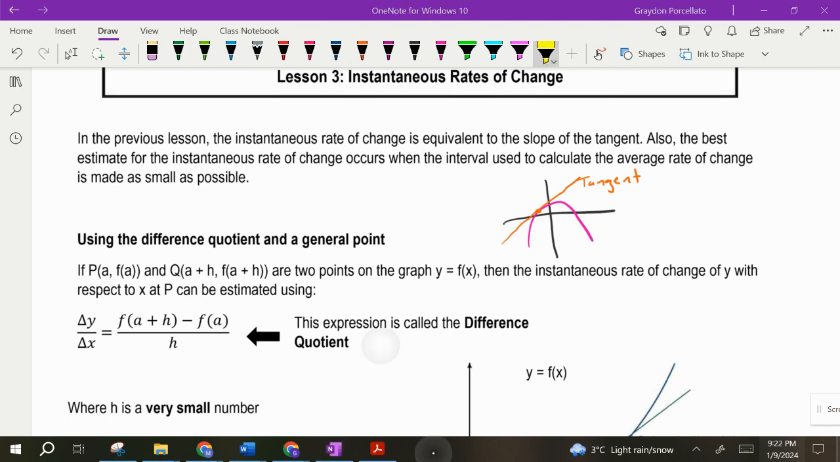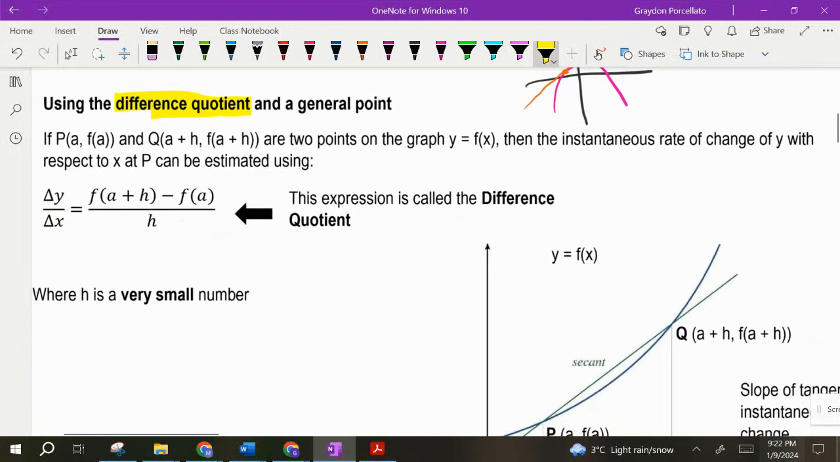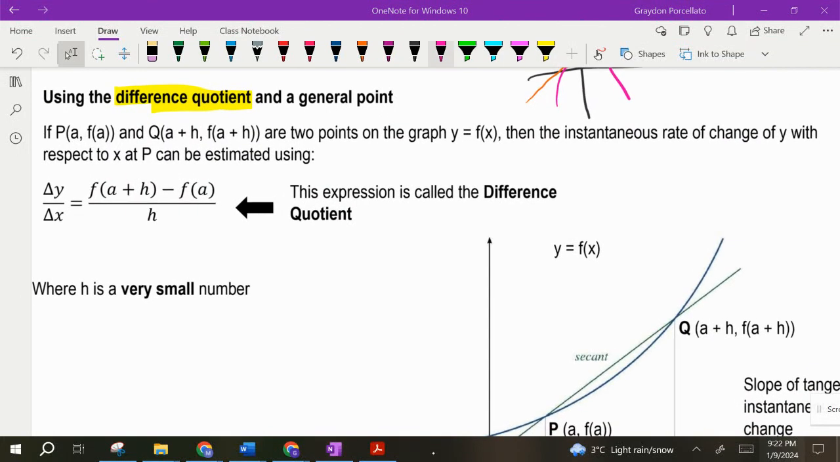So what we're going to look at today is what we call a difference quotient. So if point P, which we'll say is A and f of A, our x value and our y value, and point Q is A plus H, where H is any value, so we're just doing A, our x value from P, plus some number, then our y value is f of A plus H.